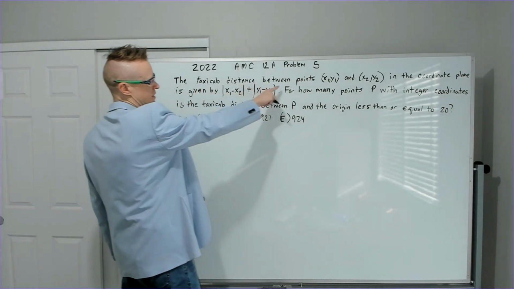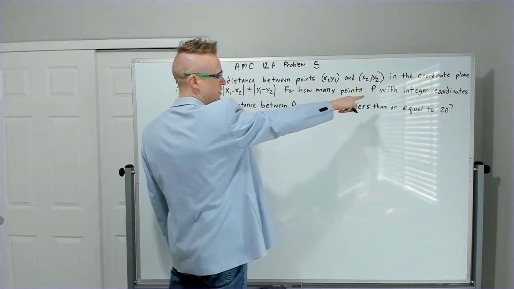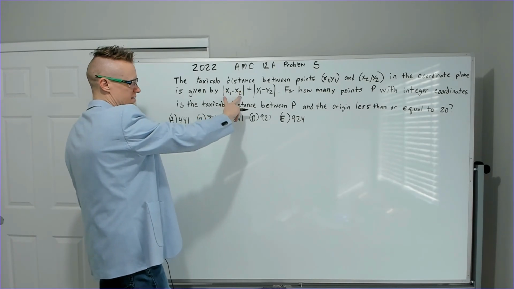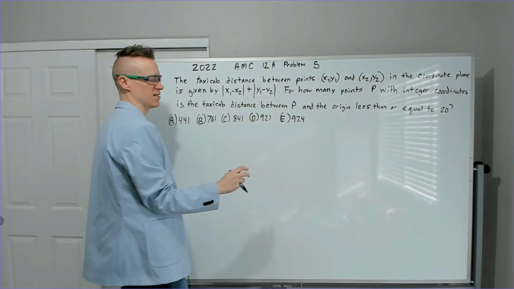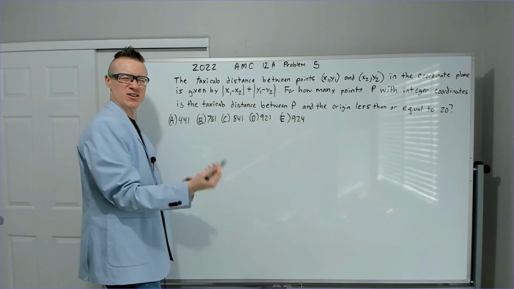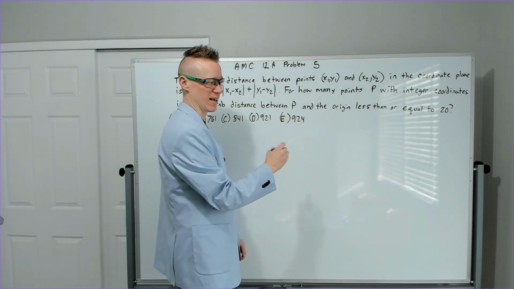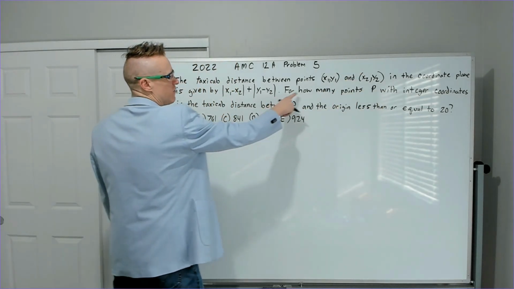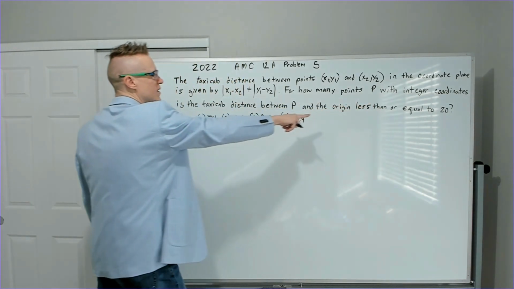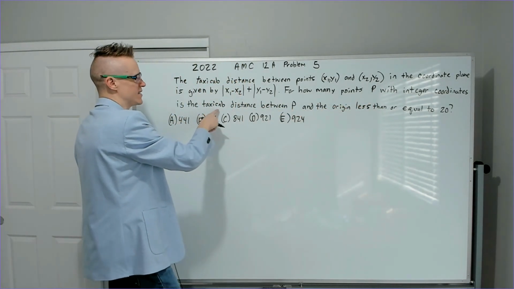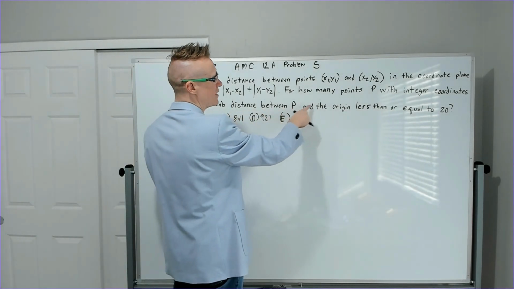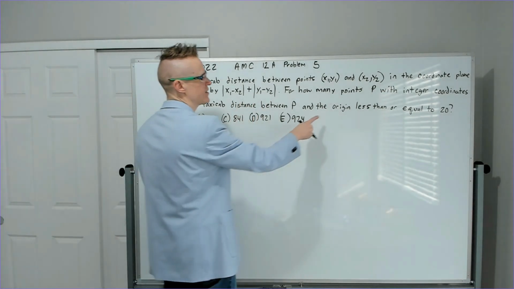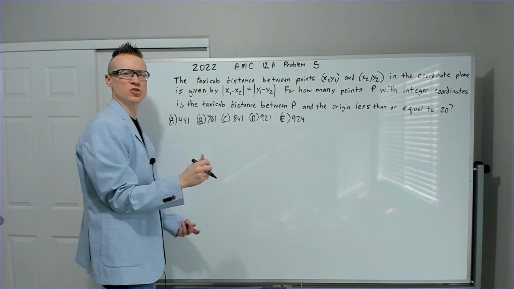The taxi cab distance between points x1, y1, and x2, y2 in the coordinate plane is given by the absolute value of the difference in x plus the absolute value of the difference in y. If you don't understand what's happening there, it's kind of like city blocks. The taxi cab can't go through. It's got to go only on the lines of the grid. For how many points P with integer coordinates is the taxi cab distance between P and the origin, so one of your 2 points is 0, 0, kind of nice, less than or equal to 20?